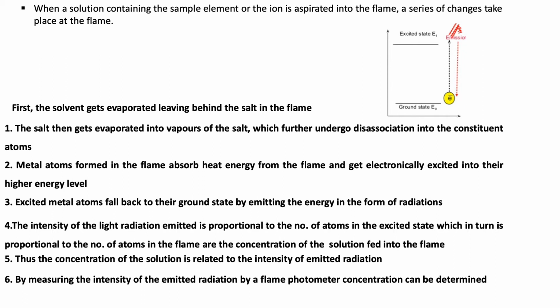Now, when we introduce your solution containing some ions whose concentration you want to know, you introduce it into the flame photometer. The main component of a flame photometer is the flame. We have other components as well, which we will discuss a little later. Now let us see the series of things happening when we introduce our sample, the solution containing ions whose concentration is to be measured, into the flame.